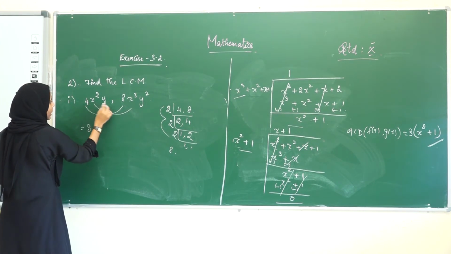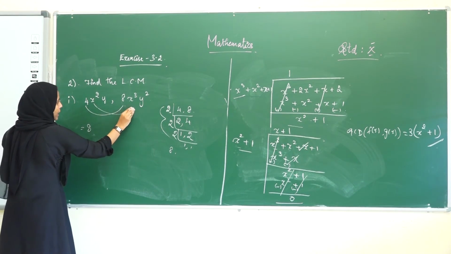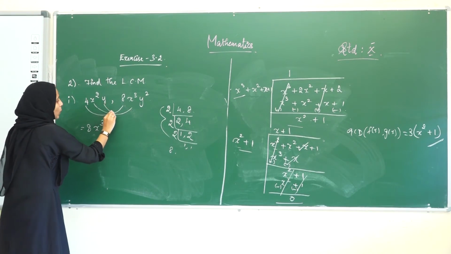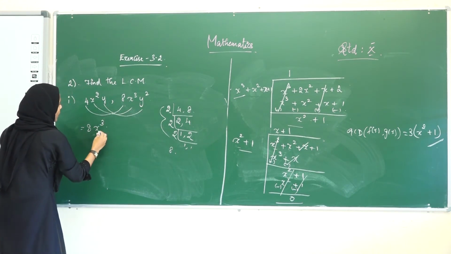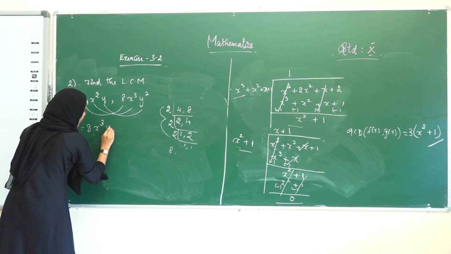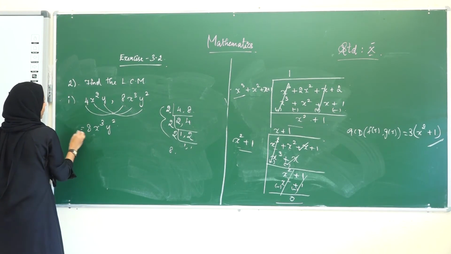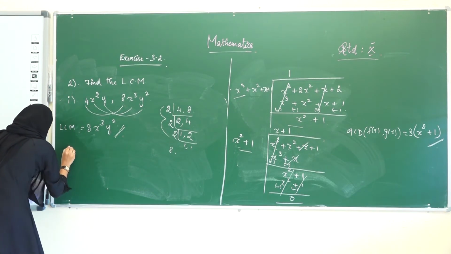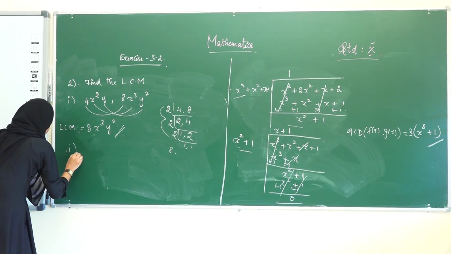Therefore, first the LCM of the coefficients is 8, and then we consider x terms alone. Here it is x square and here it is x cube. What will be the LCM of the x variable? X cube. And here let us consider the y term. Here it is y and here it is y square. What will be the LCM of this? Y square. Therefore, the LCM is 8x cube into y square. This is the answer. So, now let us move on to the second subdivision.